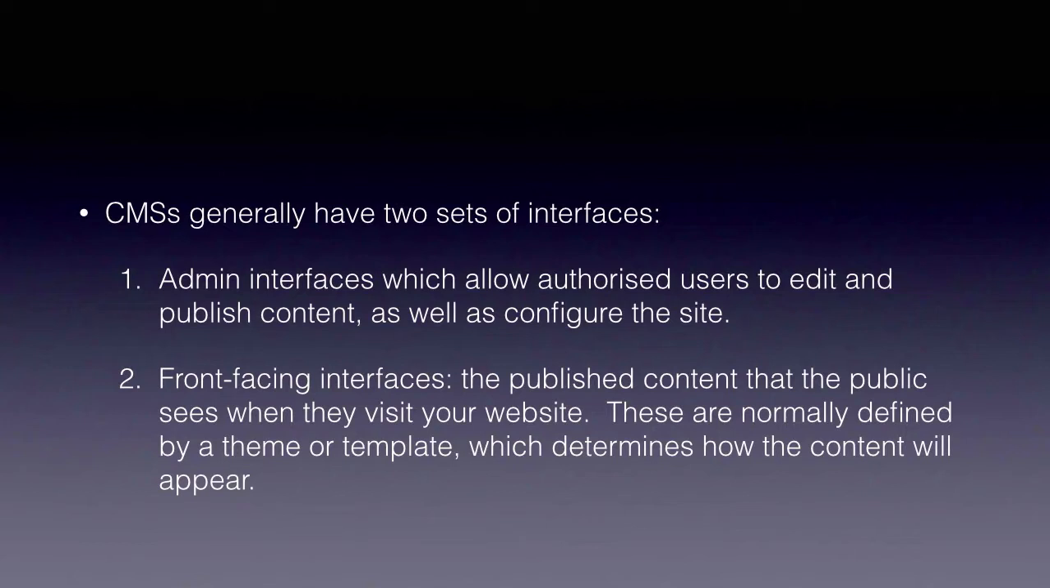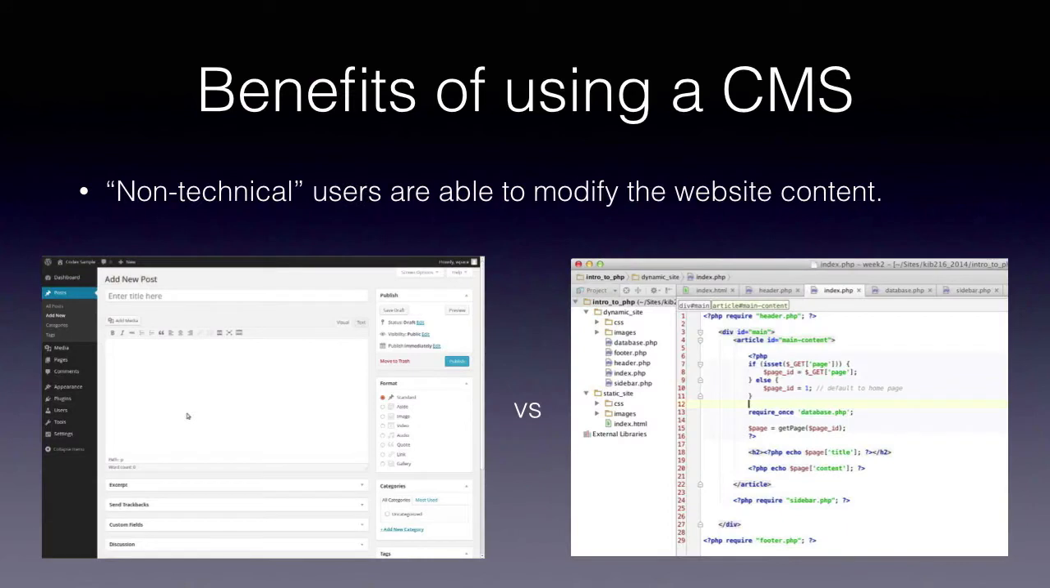So these are normally defined by a theme or a template, which determines how the content will appear. And we'll get into more detail on that later. So hopefully I've convinced you by now of the benefits of using dynamic web technologies versus static web technologies. So the benefits of using a CMS are essentially all of those that we get with dynamic web technologies. Okay, so CMSs are built on top of dynamic web technologies. But in addition to that, they have some benefits in and of themselves.